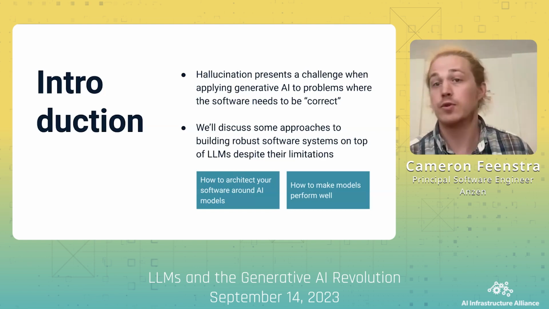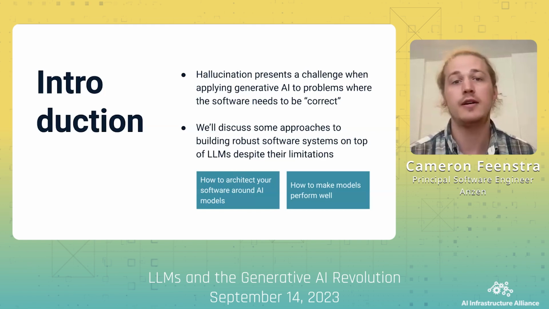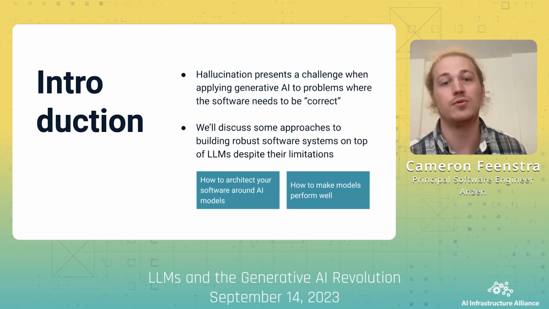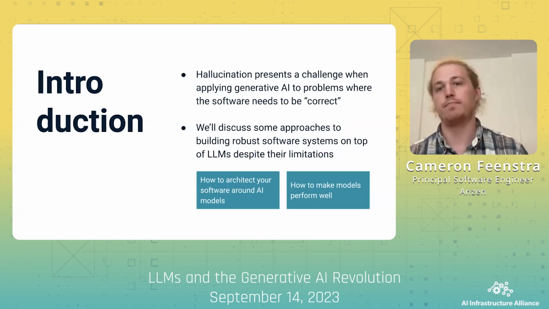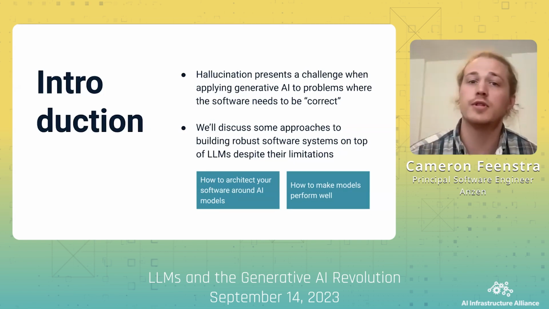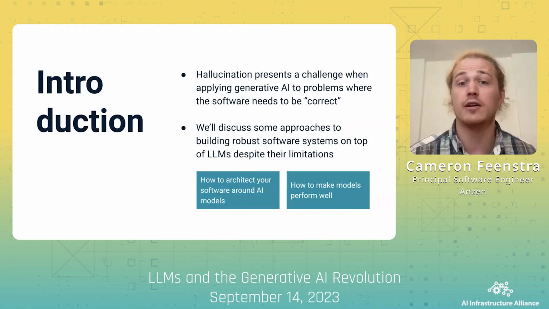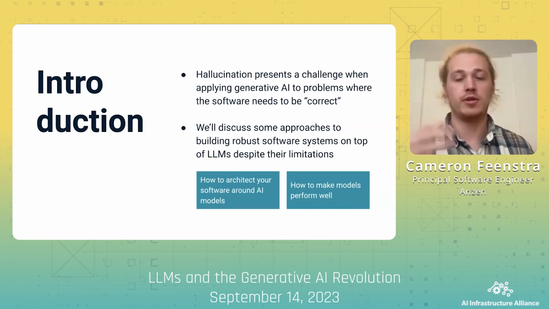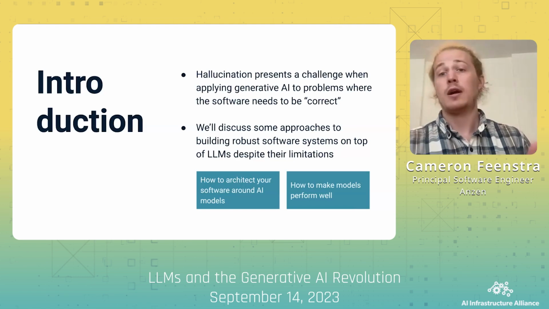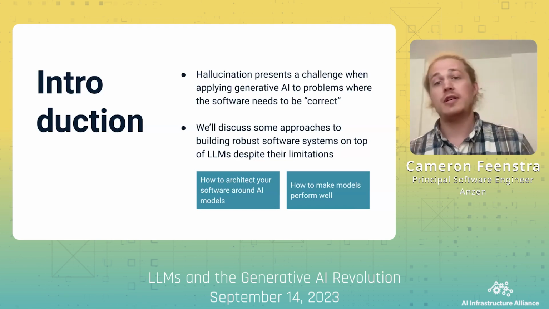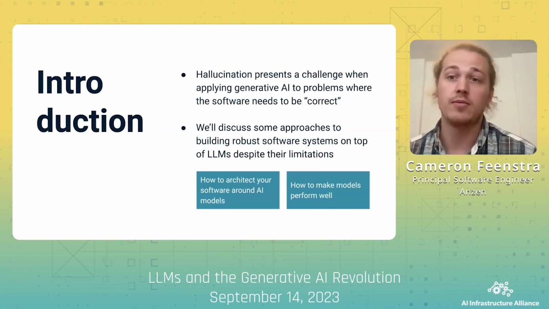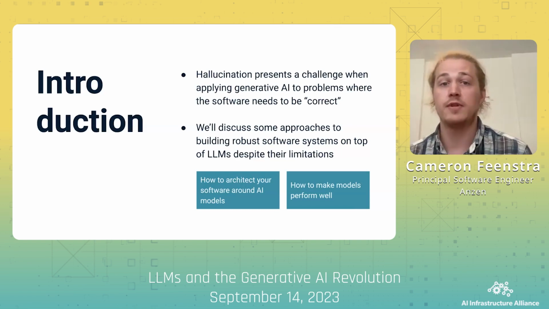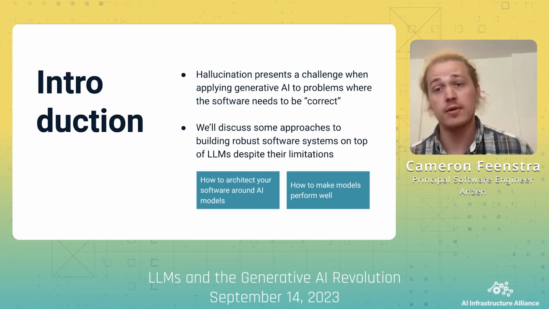But there's plenty of domains where it's really not okay to just have the model make something up. So the model hallucination presents a significant challenge when applying generative AI to problems where you really need to be correct. And so, ultimately, it's possible that this problem will eventually be solved on the model level.